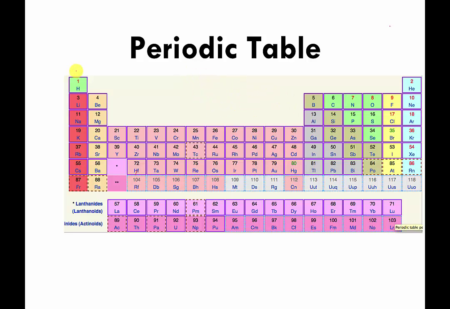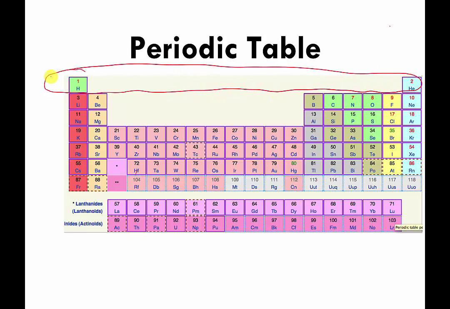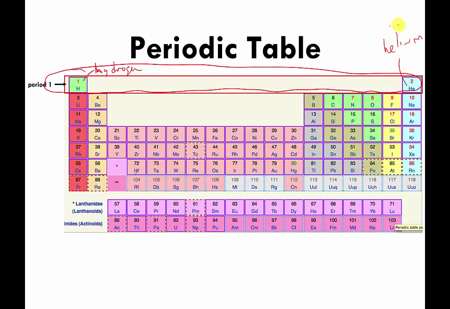The other thing is that all of the elements in each row also share certain features in common. So hydrogen, this one over here, and helium, this one over here, they're in the same row. They're in the first row, actually. Excuse me about that.